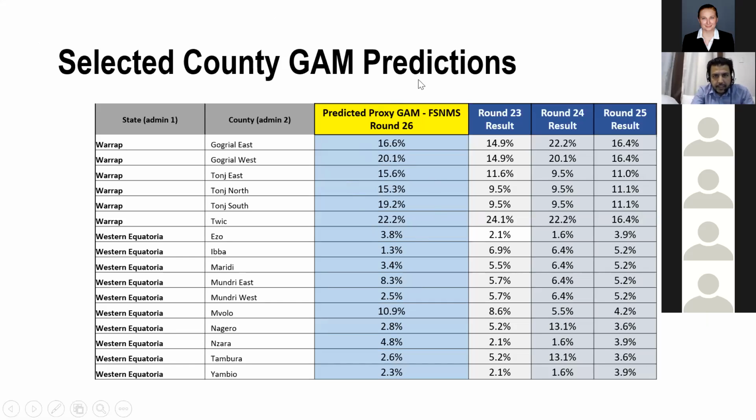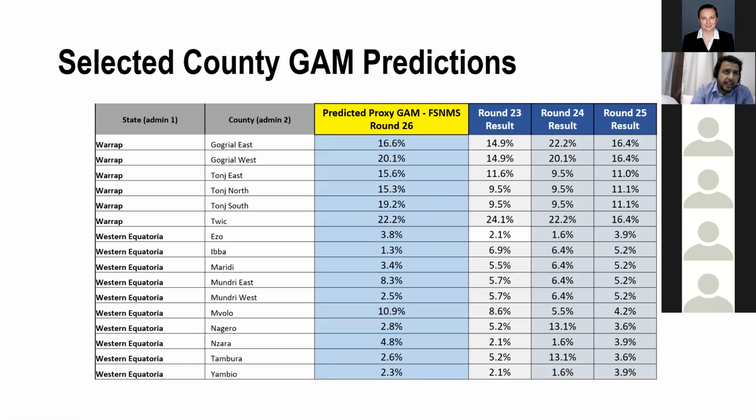So this was basically our predicted proxy GAM rate. This GAM rate was from the previous rounds. So we also looked at how it changed. We also looked at the previous rounds, and we did a triangulation with the SMART surveys and other key features which were available. We were also cross-checking the GAM rate.